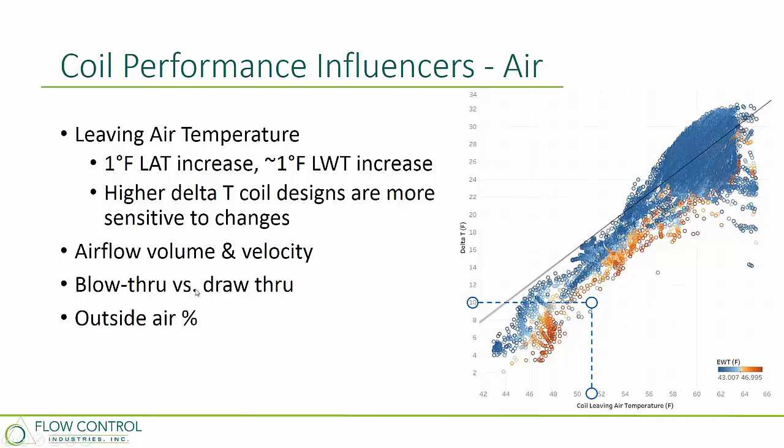Configurations as well. Blow-through versus draw-through configurations for a coil in relation to the fan. A draw-through coil has to actually lower the discharge air temperature off of the coil a little bit below what you would get on a blow-through configuration. So there's slightly higher latent cooling, slightly lower discharge air temperatures. So that can weigh into how much flow we need and actually how much load we have to do in the system. Outside air percentages also impact our performance, as does the region, as we'll see between the Arizona, California, and Missouri locations.